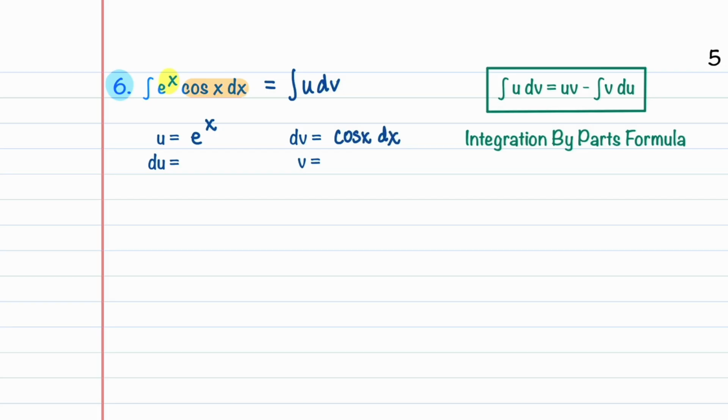On the left-hand side, we'll take the derivative. So we have e to the x dx. And on the right-hand side, we're going to integrate, and the integral of cosine is sine of x.